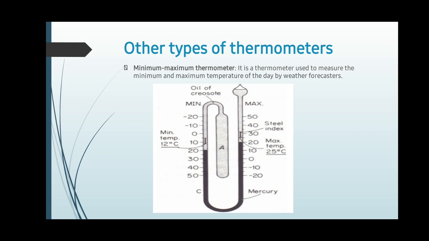The other type is the maximum-minimum thermometer. It is a thermometer used to measure the minimum and maximum temperature of the day by weather forecasters. It is not used by us; it will be used by the weather forecasters. In the newspaper you can see the maximum and minimum temperature; mostly every newspaper places it.